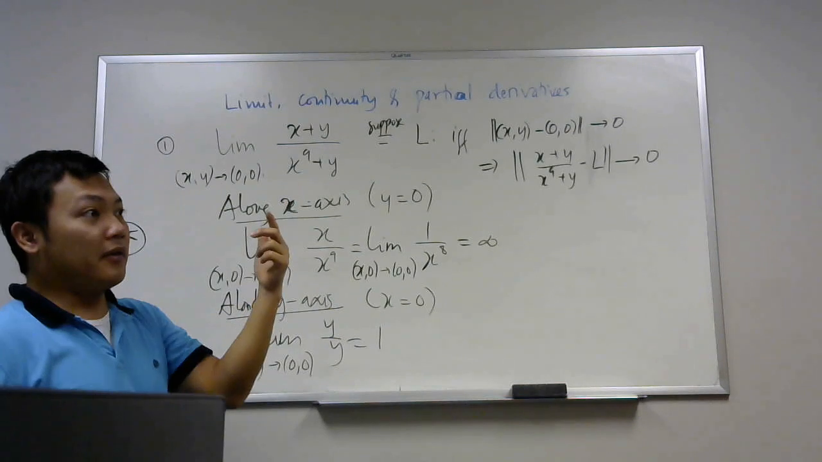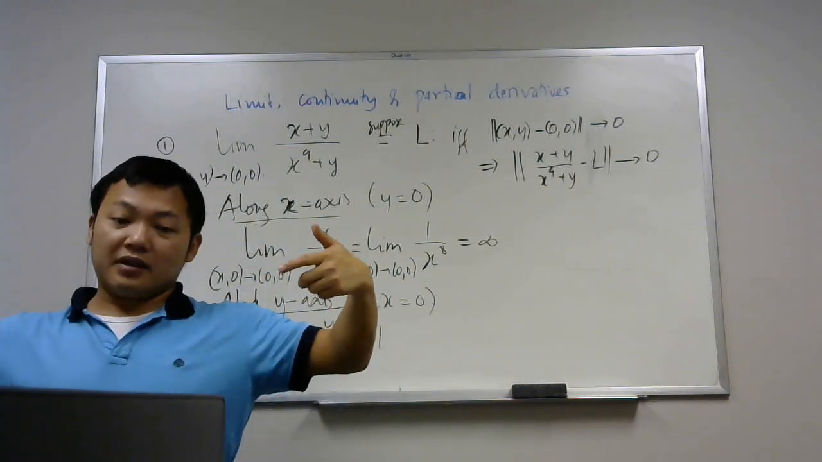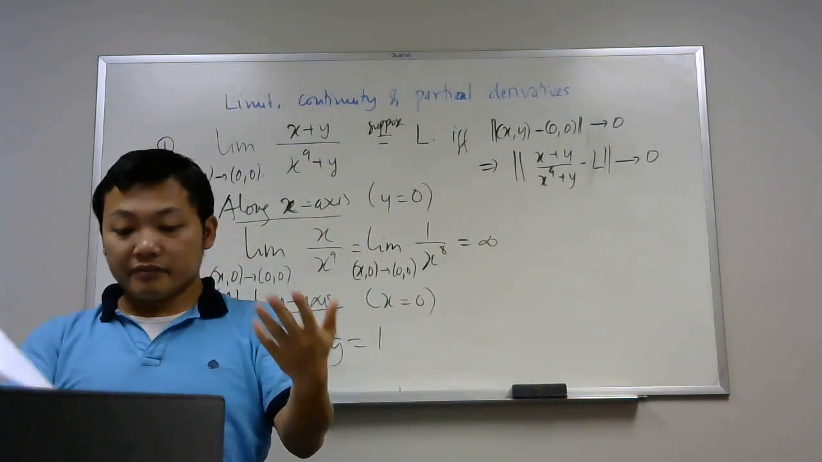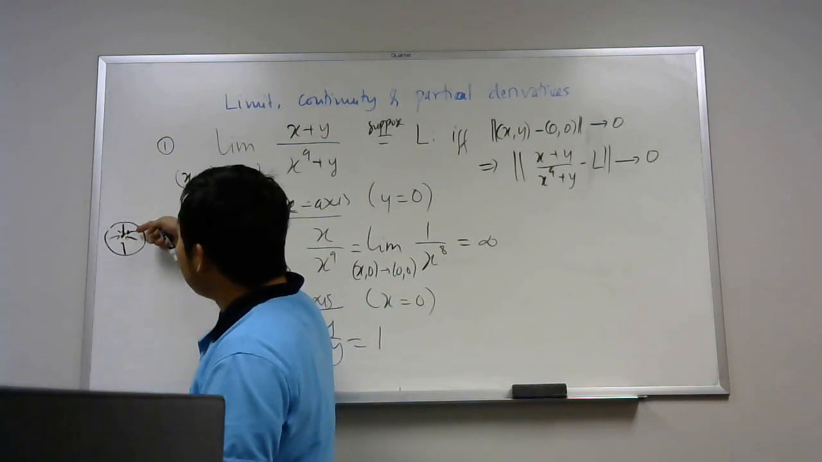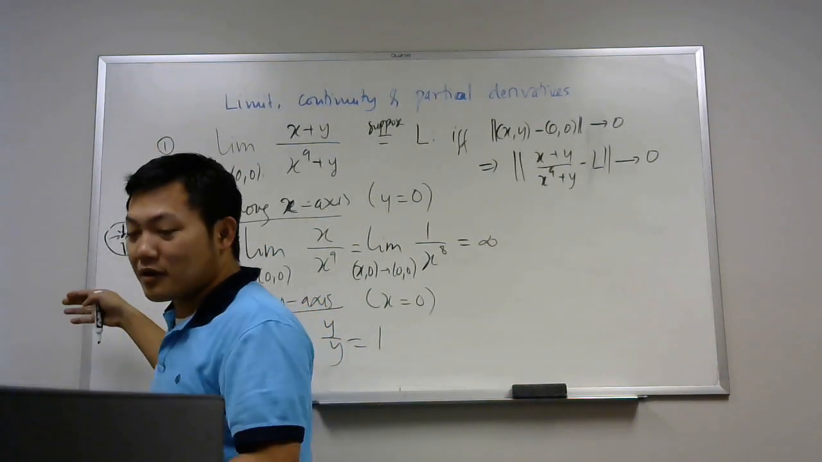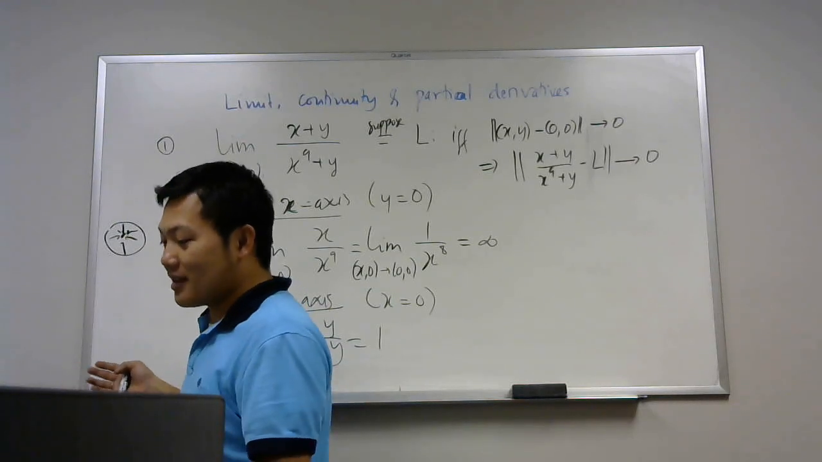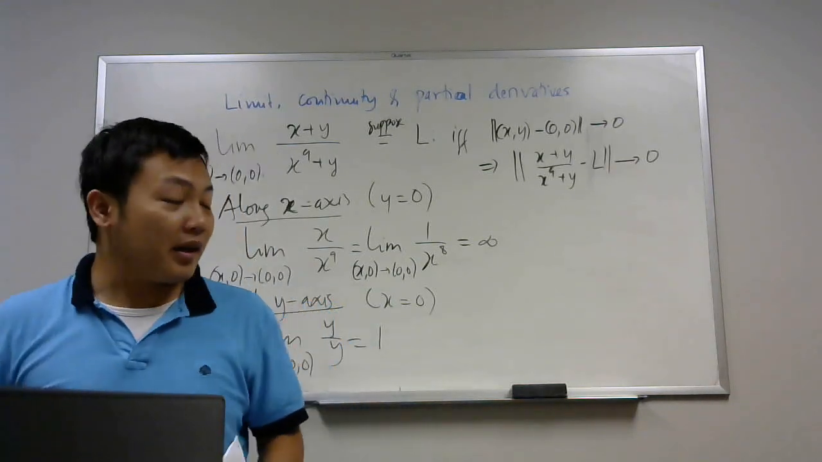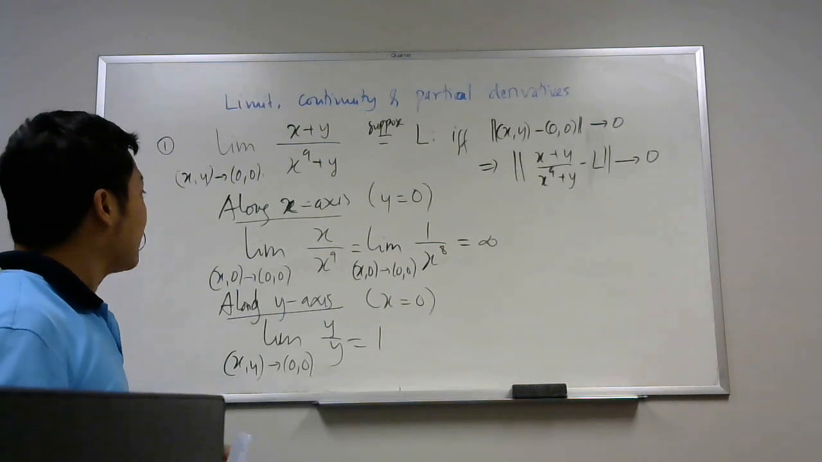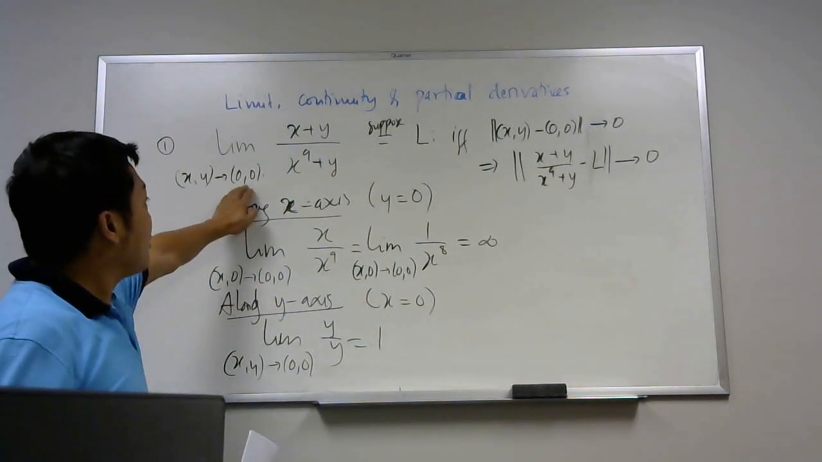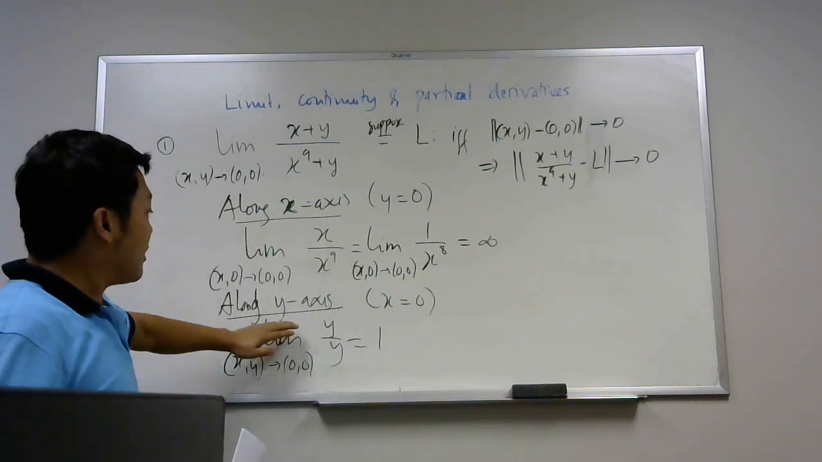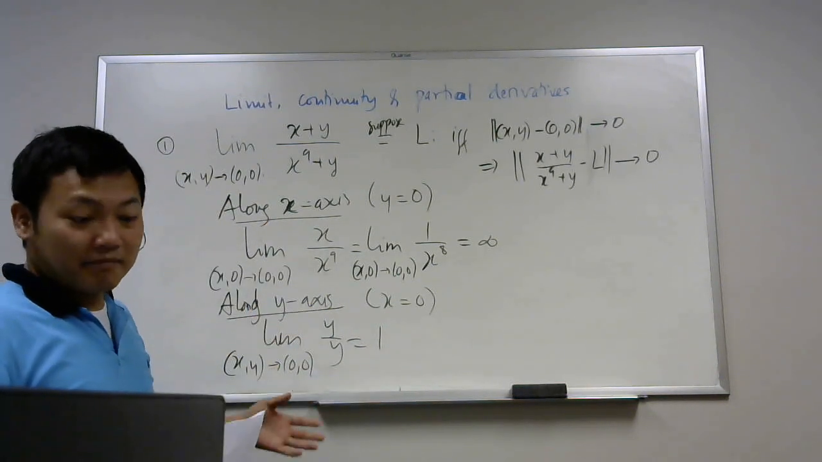Okay, so remember, for a function of one variable, if the left limit and the right limit are equal, then the limit exists. And here, if the limits along all directions are equal, then the limit exists. But of course, we cannot consider all directions. And here we just say the limit does not exist because when you approach (0, 0) along the x-axis and along the y-axis, you get different limits. That's it.